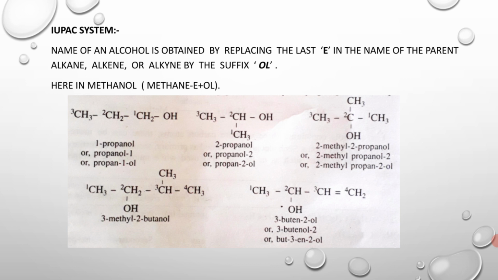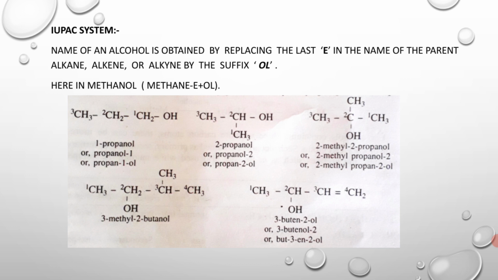As we have a compound in linear form, it is clear in the picture that 3 carbon atoms are present, so its name is 1-propanol, or propan-1-ol. Similarly, 2-propanol, propan-2-ol. Similarly, 2-methyl-2-propanol, because it is a tertiary alcohol and the previous is a secondary alcohol. 2-methylpropan-2-ol is the correct name of this particular organic compound.